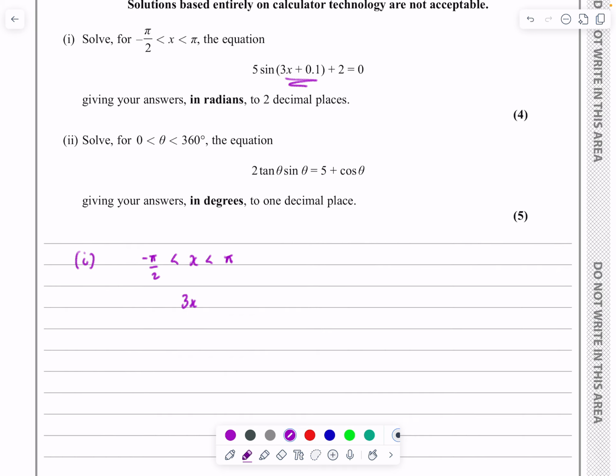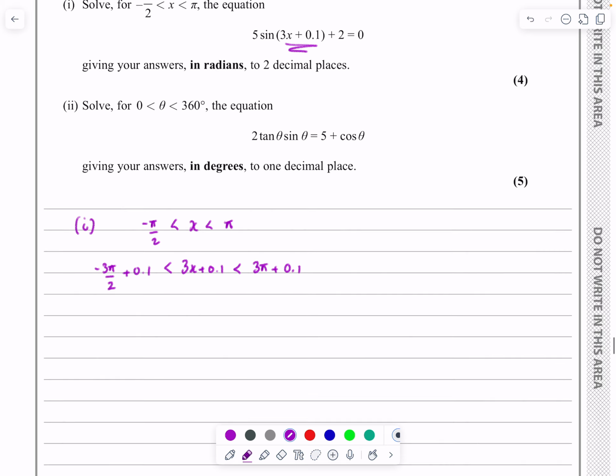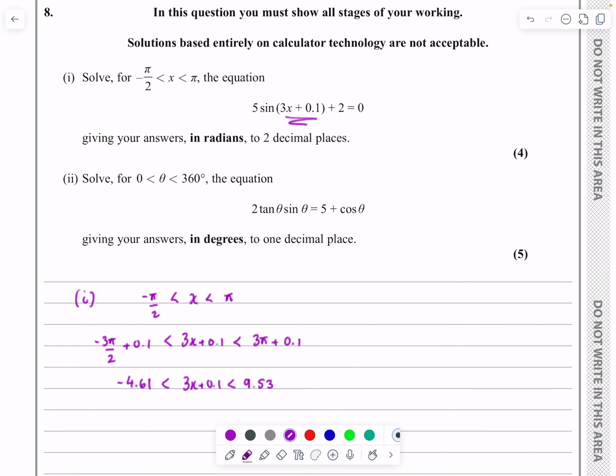So 3x + 0.1 there would be 3π + 0.1 and −3π/2 + 0.1. Those two work out to be that 3x + 0.1 will be between −4.61 and 9.53. So I'll return to that when I'm actually looking at the answer to the question.